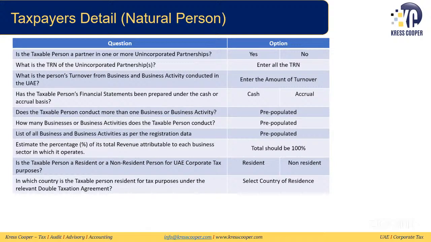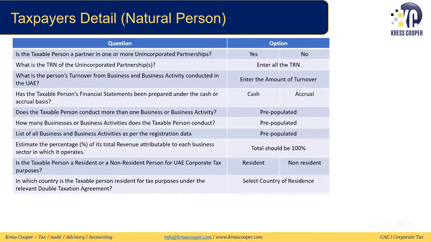Then it is asking you to estimate the percentage of the total revenue attributable to each business sector in which it operates. So you've already selected the business activities. Now you need to put a percentage of how much of your revenue is coming from which activity, and the total of this should be 100%. Only when you put the percentages and it totals 100%, it will let you move on.